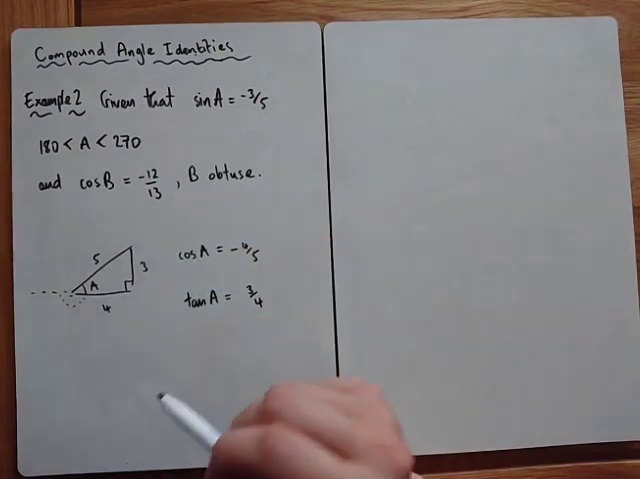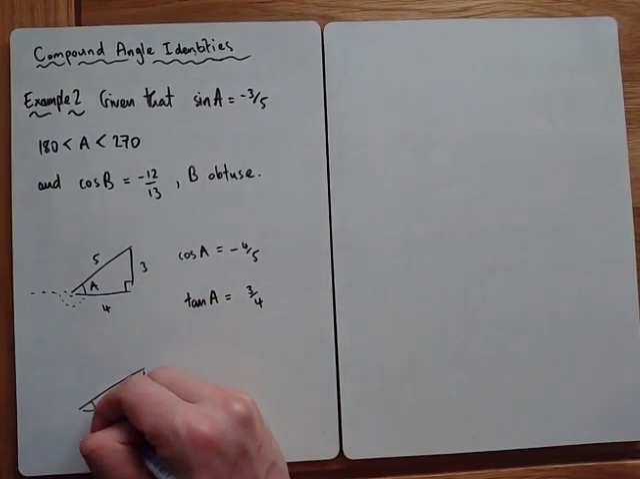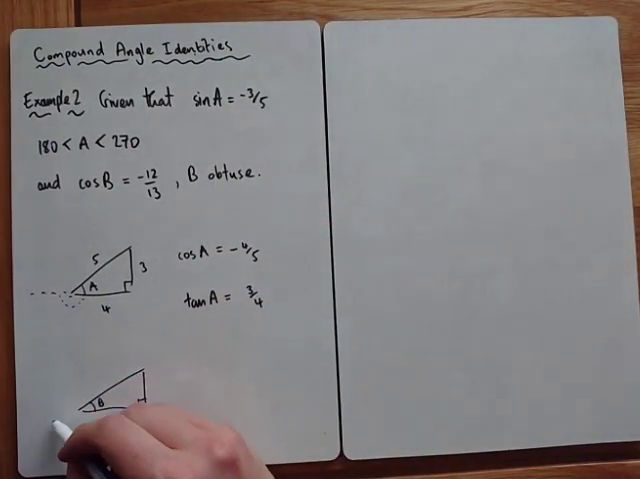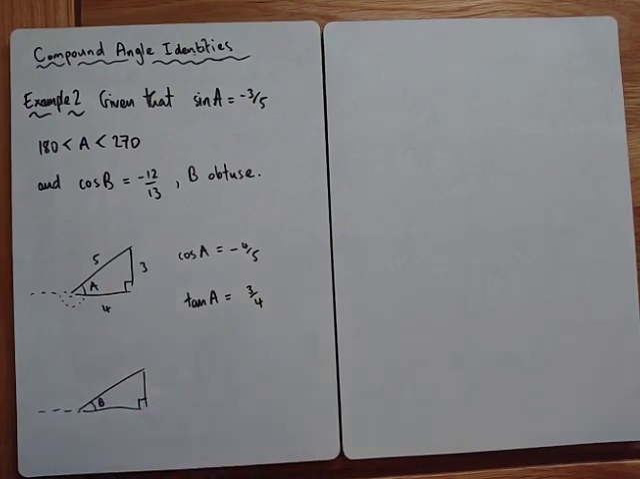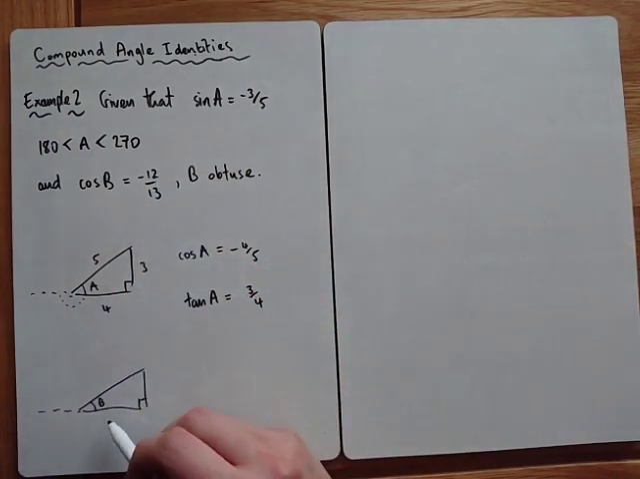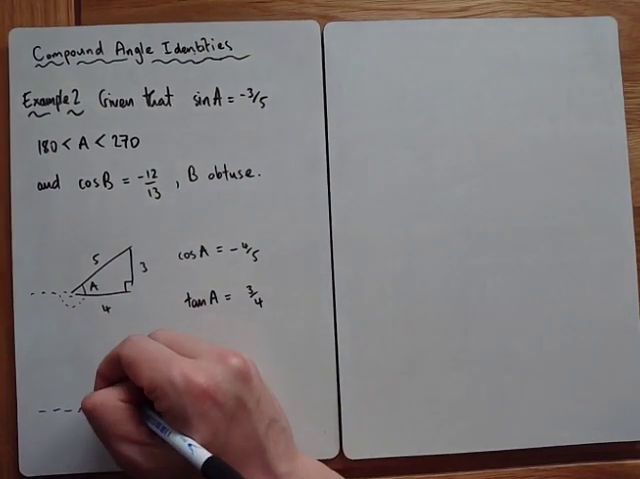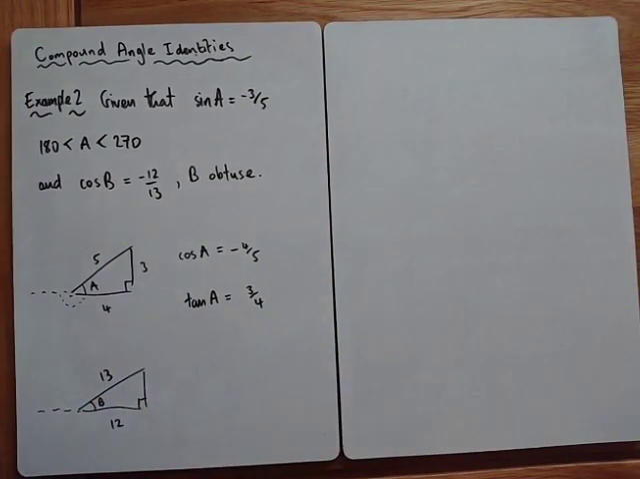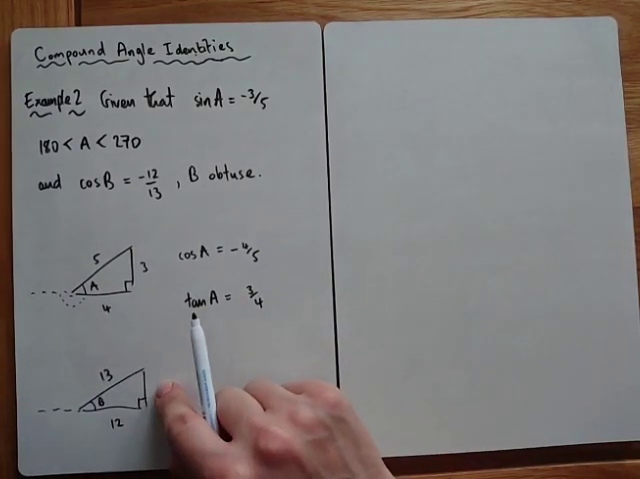Okay, let's draw the triangle for B. Again, B is obtuse, so you could probably think about it being that side over there, where you get an angle bigger than 90 degrees, but just draw a right angle triangle. Cos is adjacent over hypotenuse. Okay, so is that right? We've got 12 over 13, yeah. So we're going to have to work out what this side is.